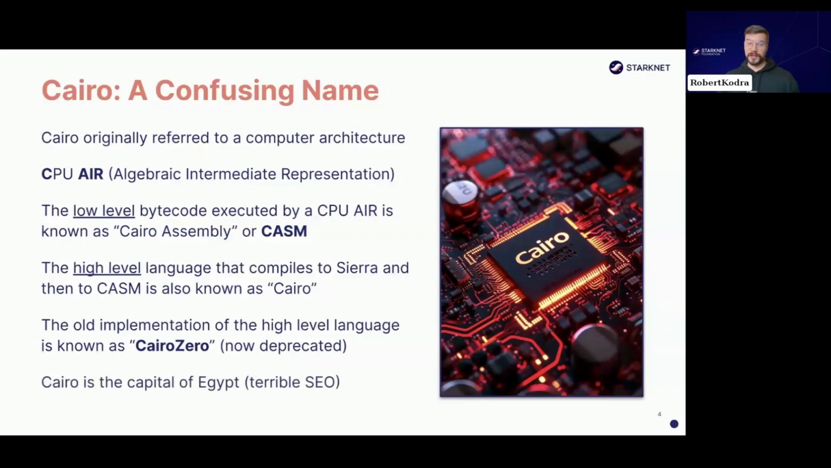No. And finally, as a small trivia, Cairo is the capital of Egypt, which I guess is terrible for SEO. If you try to search something on Google, for example, what is Cairo, you're going to get terrible results. You might even book a trip there. Trying to get your answers from Google with the Cairo name is a bit difficult. So that's why we encourage you to use the Cairo book and our resources and documentation to get your answers.